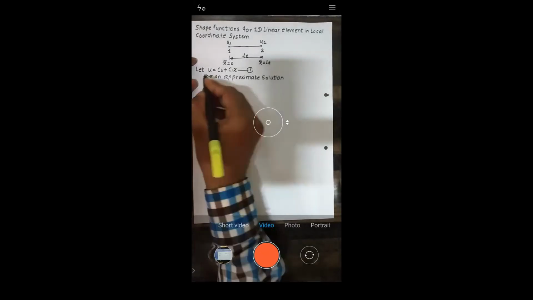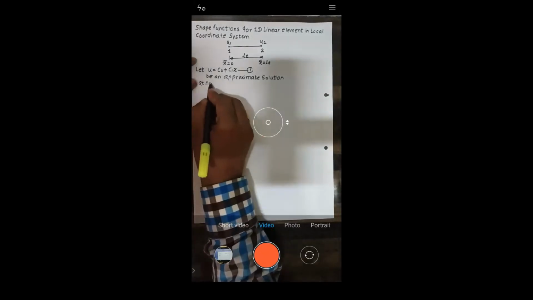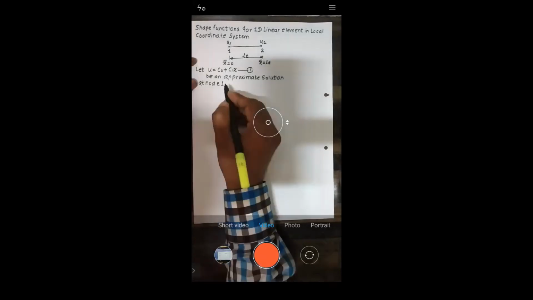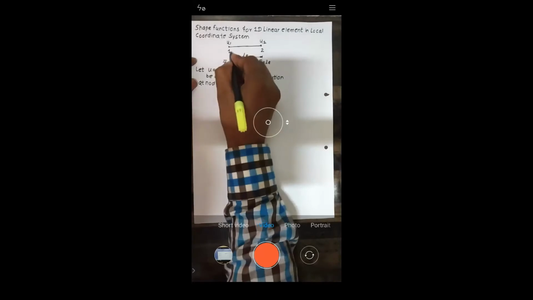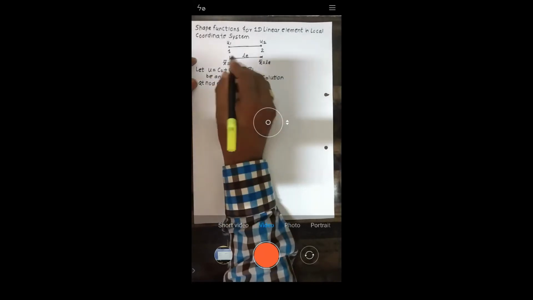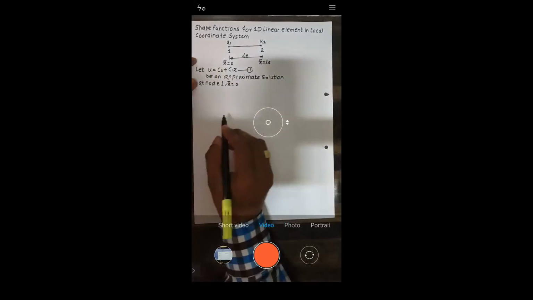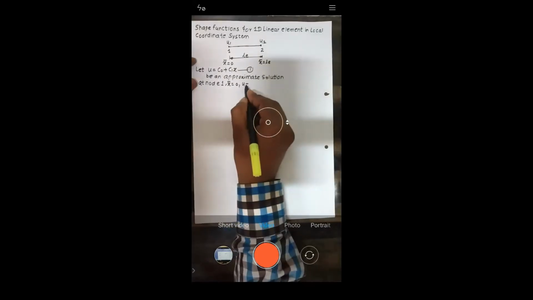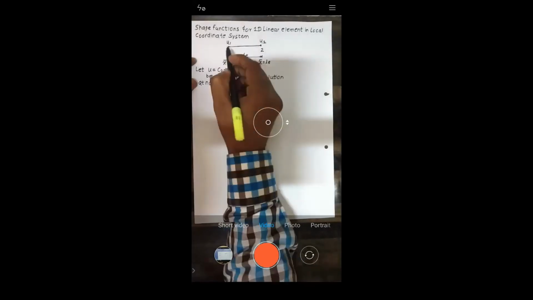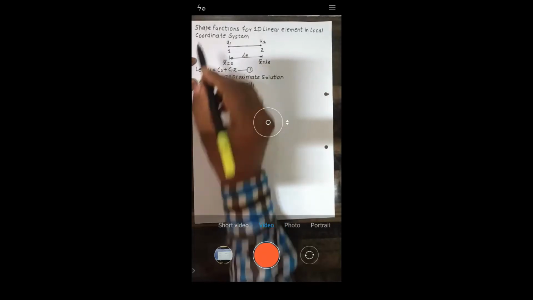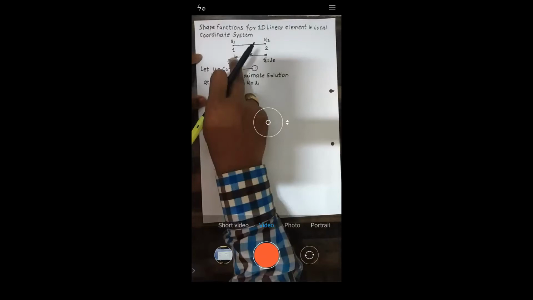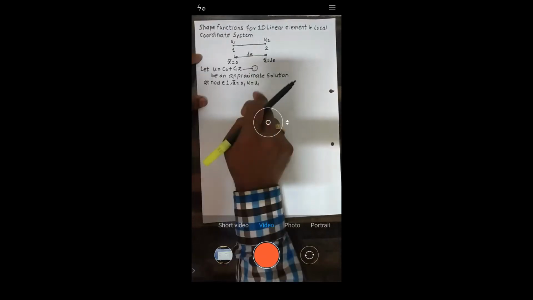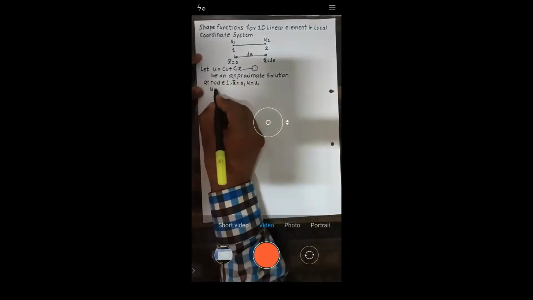So what will I write down? See, at node 1, try to understand. At node 1, what is the value of X bar? It's 0, right? And what is the value of displacement u? It is u1. At node 1, what displacement will you have? u1. So at node 1, X bar is 0 and displacement is u1. So I put u equal to u1 equal to c0 plus c1 into x bar.